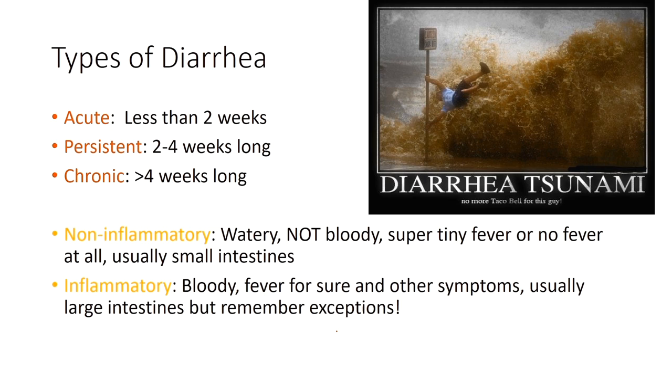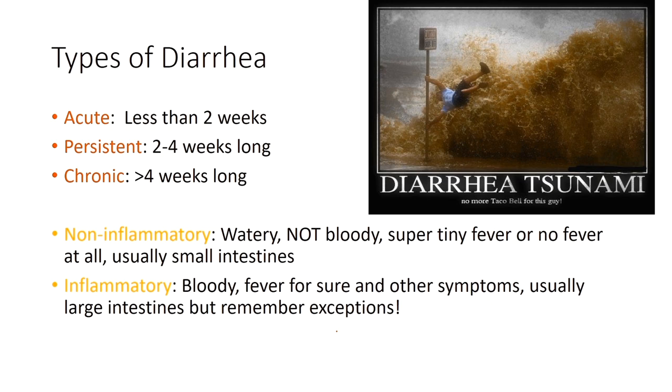This is the infamous diarrhea, and so I just want to talk about the basics of diarrhea before we get into the organisms. So there's acute, persistent, and chronic. These are pretty much based on their time frame. So less than 2 weeks is acute, 2 to 4 is persistent, and chronic is 4 weeks or longer. Usually when you're talking about your chronics, you're talking about your pathologies more than you are talking about your organisms. So pretty much we're going to be talking about acute and persistent diarrhea here.